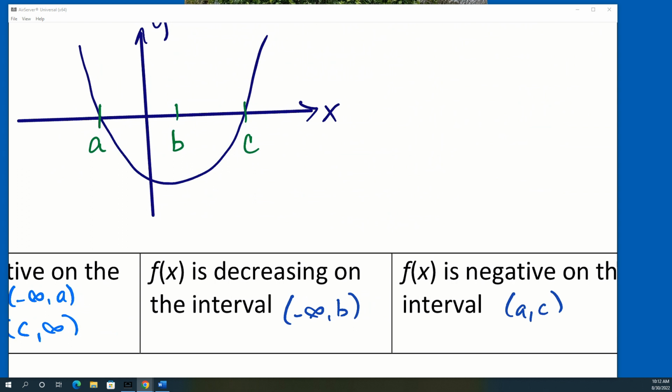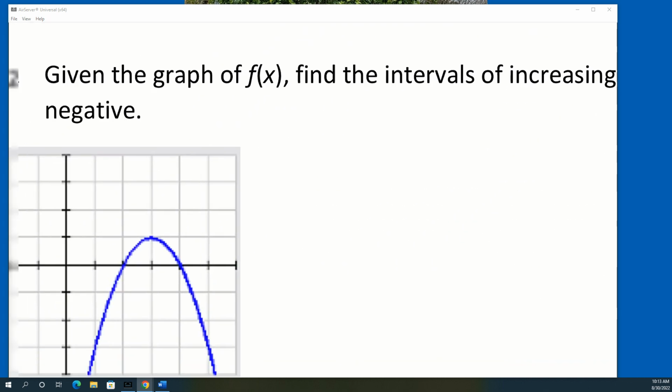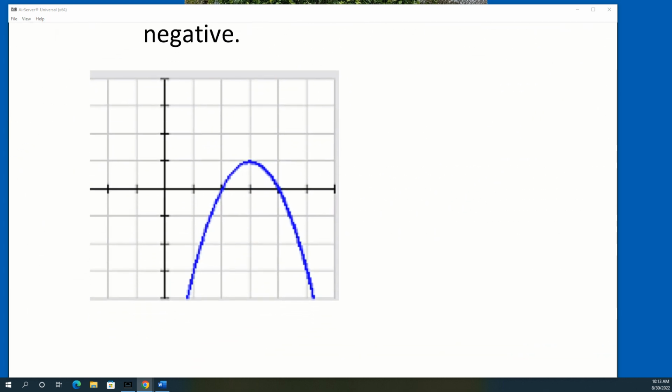All right, I'm going to have you guys try example 2 on your own. On example 2, though, we have actual numbers. So each little mark is going to represent 1. And so give the intervals of increasing, decreasing, positive, and negative, please.